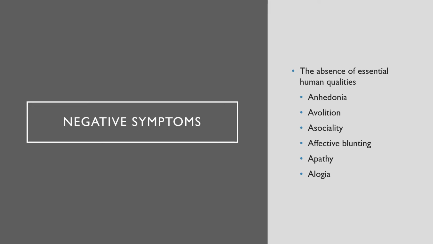Asociality is a decreased desire for or comfort during social interactions. Affective blunting is reduced or constricted affect. Apathy is a decreased interest in or attention to activities or beliefs that would otherwise be interesting or important. Alogia is reduction in speech, also sometimes called poverty of speech.